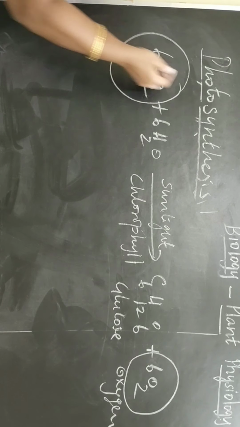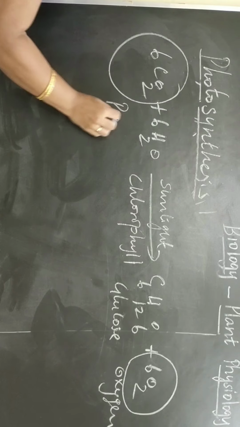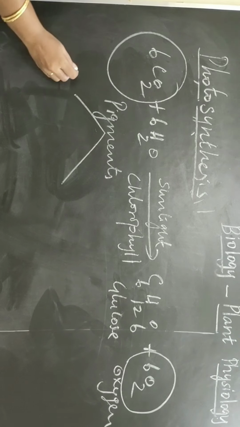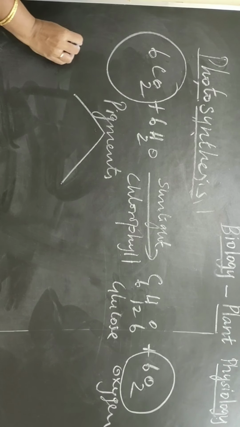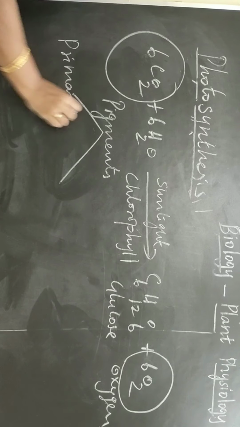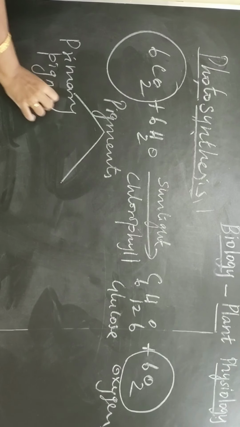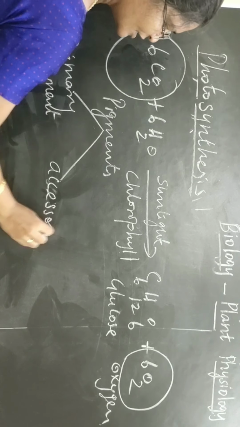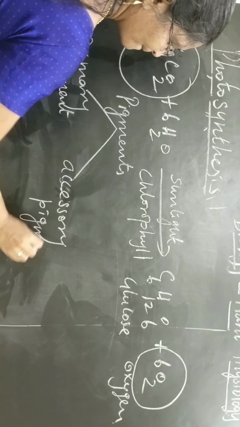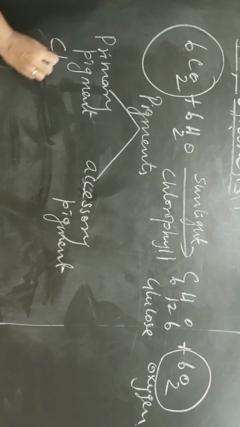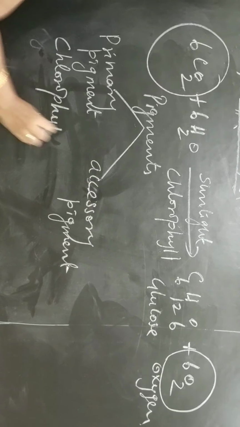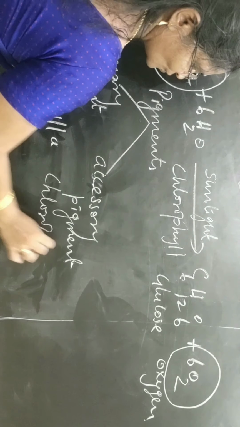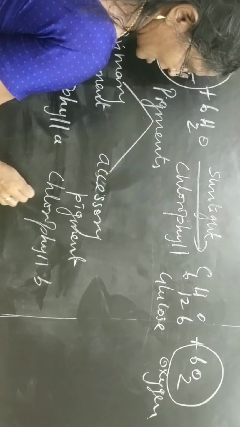In this photosynthesis, there are two types of pigments involved. First one, primary pigment. Second one, accessory pigment. Primary pigment example, chlorophyll A. Accessory pigment example, chlorophyll B and carotenoid.